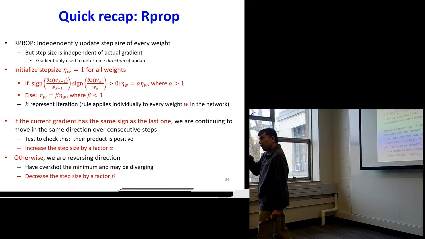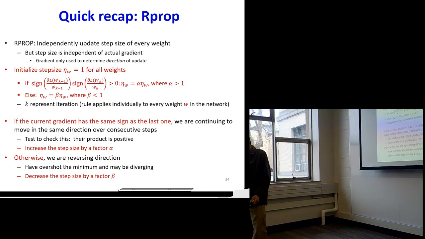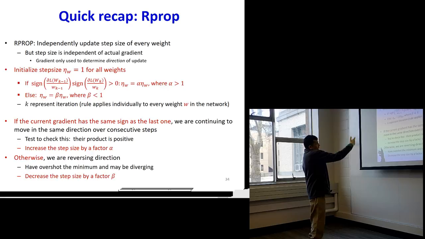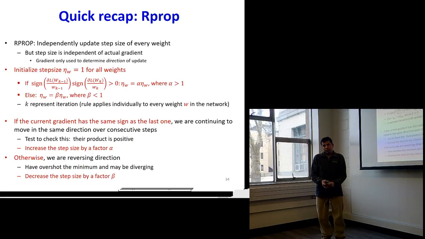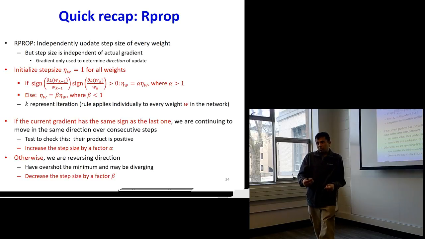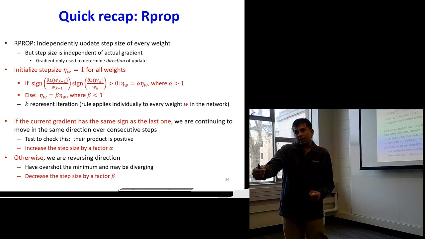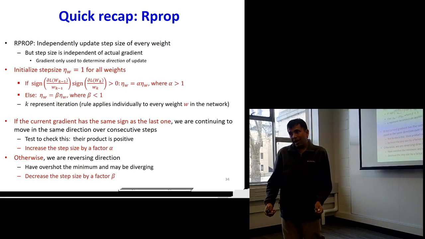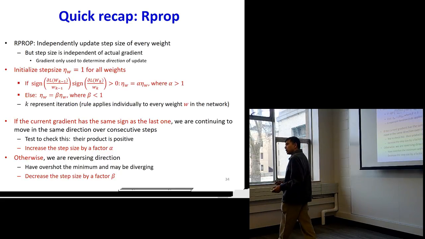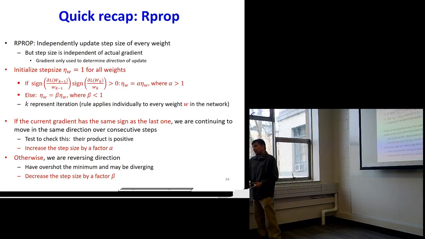Observe over here that you're not actually using the value of the gradient itself. You start off with an initial step size, and for any parameter where you're consistently moving in one direction, you keep multiplying that step size by some 1.1 or something. Anytime you're flipping back and forth, you decrease the step size by multiplying it by some 0.9.